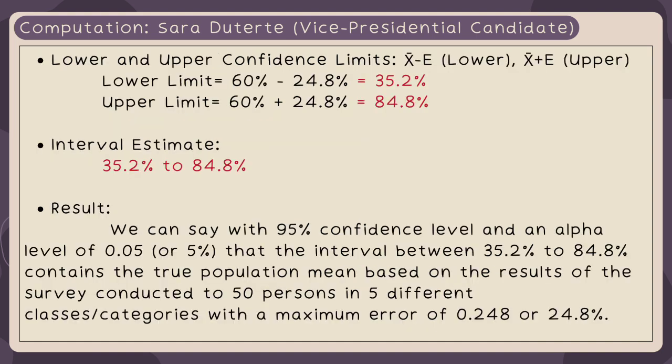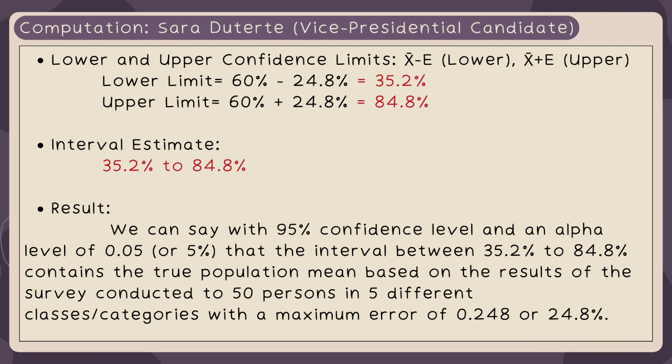Get the lower limit. 60% minus 24.8% equals 35.2%. Proceed with the upper limit. 60% plus 24.8% equals 84.8%. Our interval estimate now is 35.2% to 84.8%.